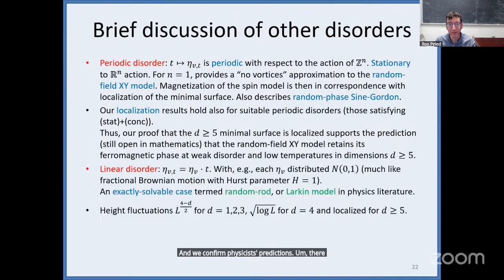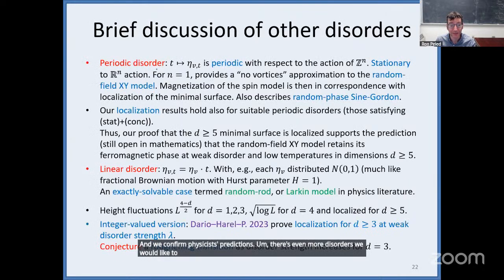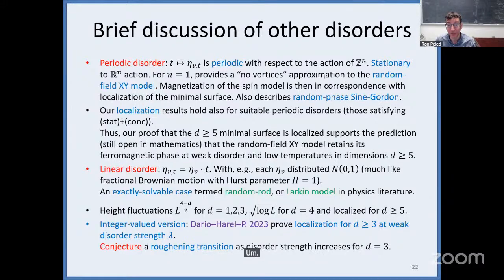There's even more disorders we would like to study. Periodic disorders, linear disorders is solvable, but the integer valued is not. This relates to random field XY. I don't have time to go into that.